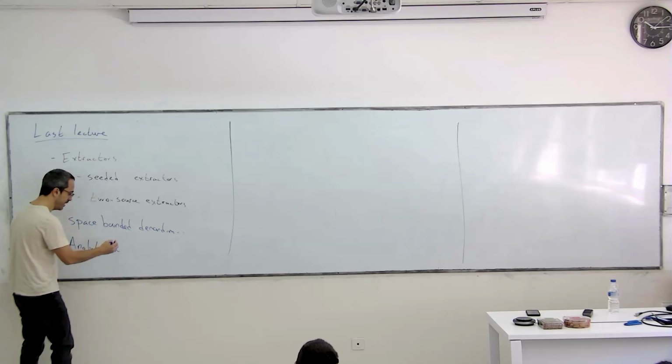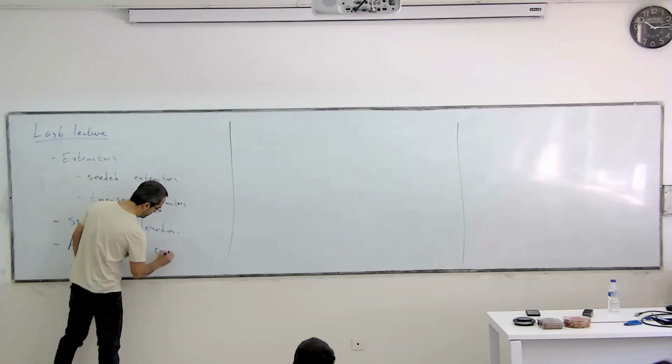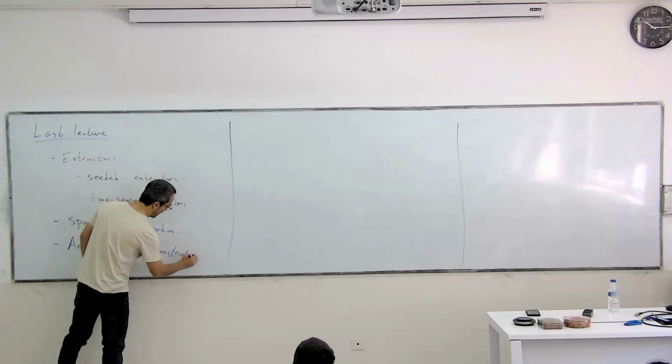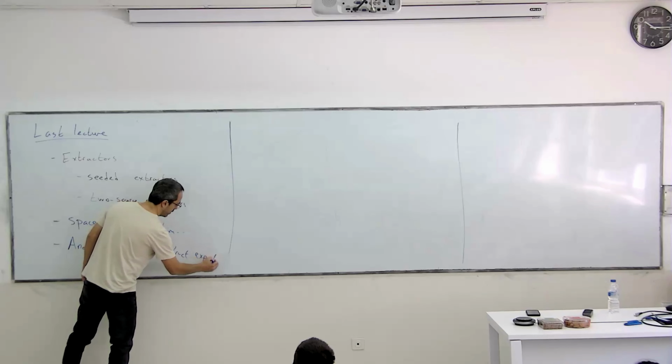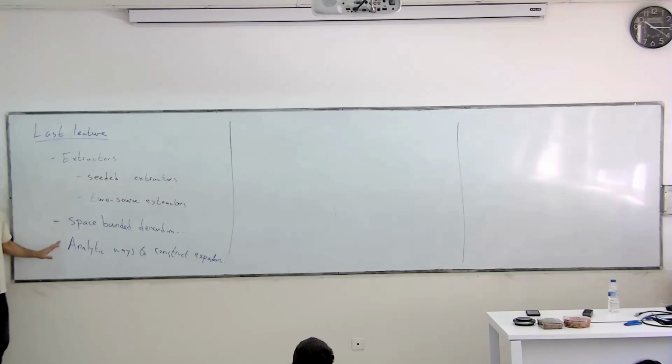I'll say what analytic is. What do I mean by that? To construct expanders, Ramanujan graphs really, essentially. Kind of a bipartite version of those, but we'll see.